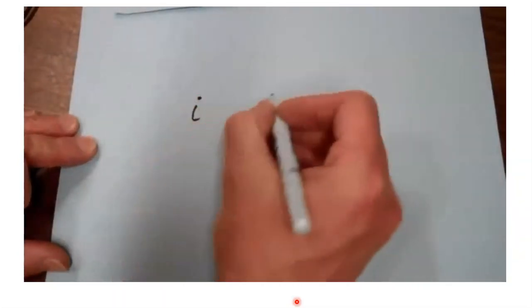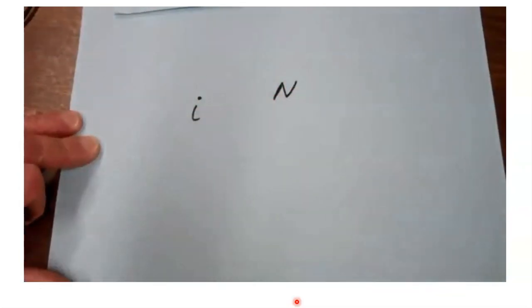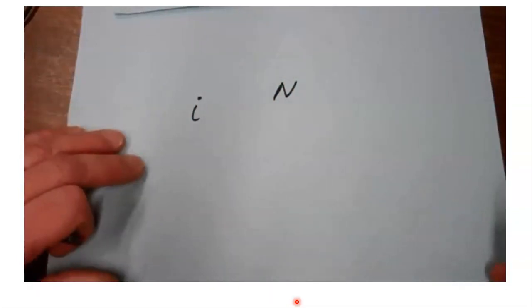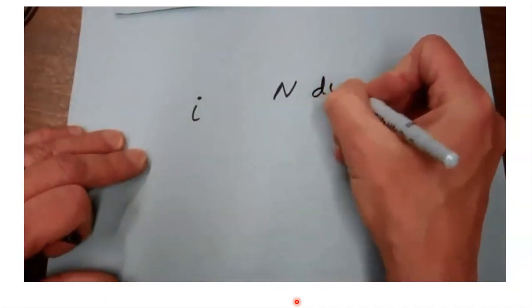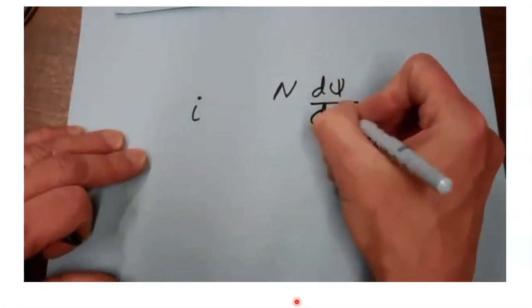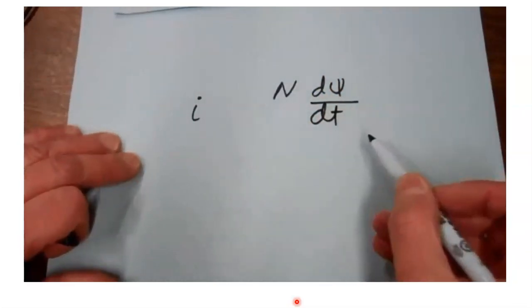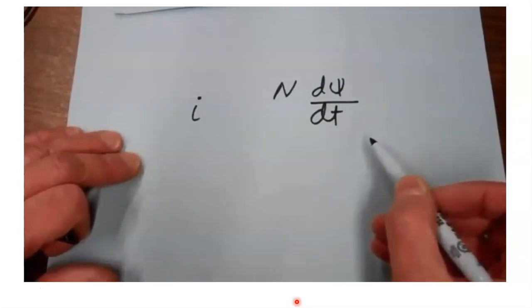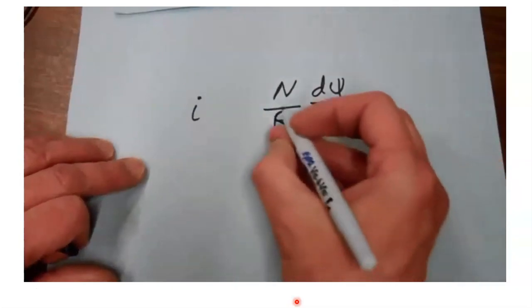Now the current in the circuit is directly proportional to the number of turns of the coil. This is what we have found experimentally. Then the current in the circuit is directly proportional to d phi by dt, that is the rate of change of flux. If you do that action faster, the current is more, and it is inversely proportional to the resistance of the coil.